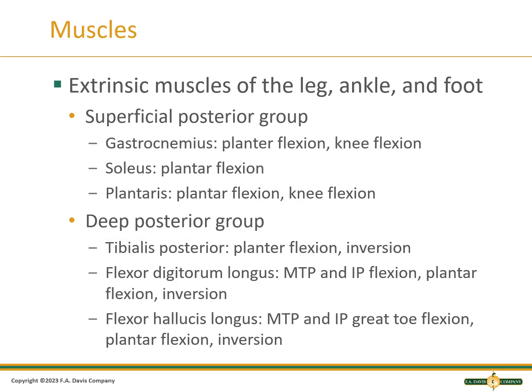All right, so muscles of the leg, ankle, and foot. Extrinsic muscles include our superficial posterior group, which is going to have our gastroc, for plantar flexion and knee flexion, our soleus for plantar flexion, and our plantaris for plantar flexion and knee flexion. Our deep posterior group is going to include our tibialis posterior for plantar flexion and inversion, our flexor digitorum longus for MTP and IP flexion and plantar flexion and inversion, and our flexor hallucis longus for MTP and IP great toe flexion and plantar flexion and inversion.